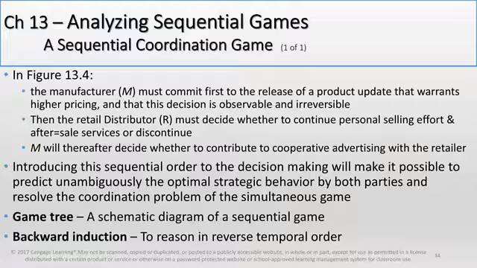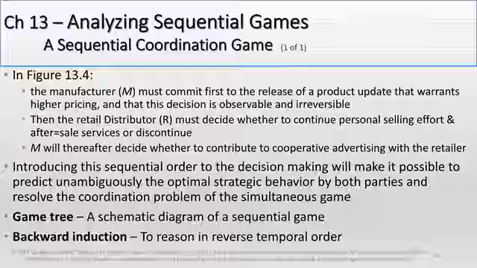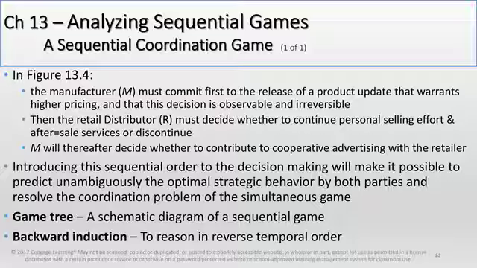Step 2. Retailer's best response. At node R1, continue leads to 100K for the retailer and 300K for the manufacturer. Discontinue leads to 120K and 280K for the manufacturer. The retailer prefers discontinue. The subgame equilibrium from R1 onward is discontinue, advertise.